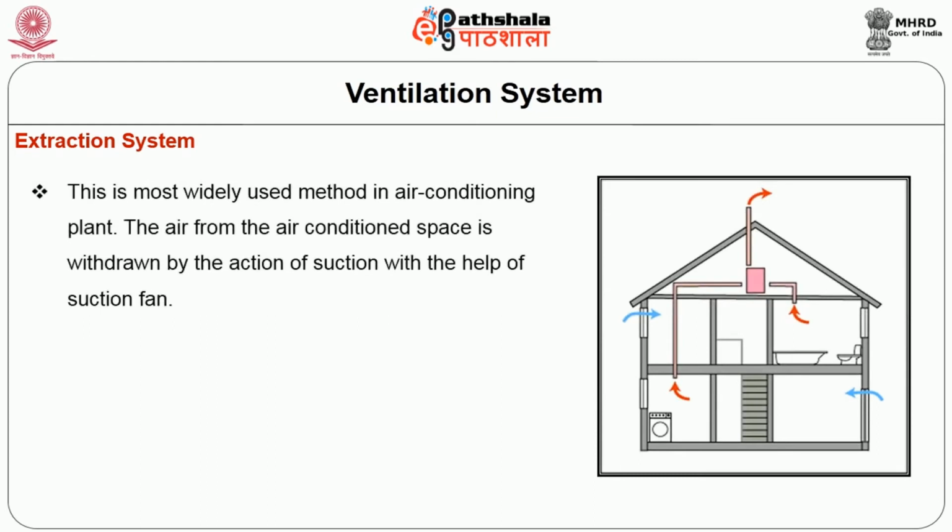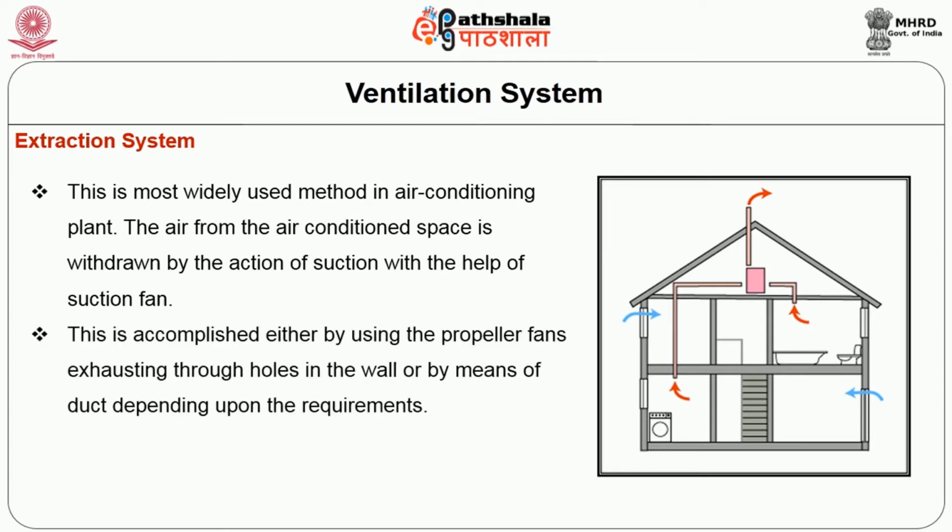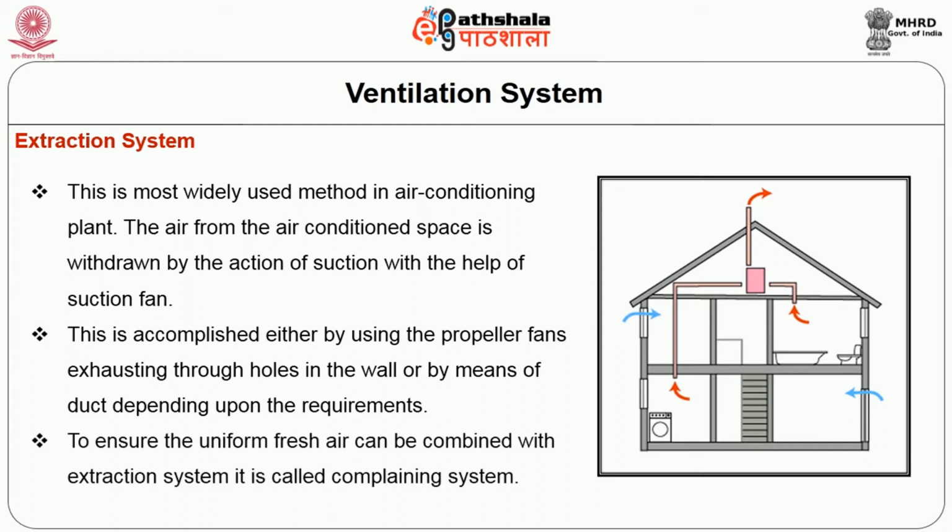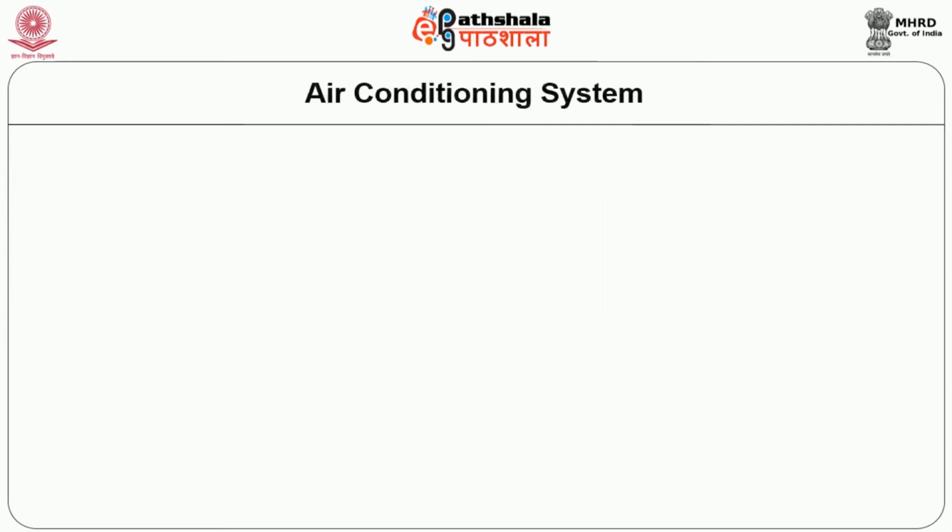Extraction system. This is the most widely used method in air conditioning plants. The air from the air conditioned space is withdrawn by the action of suction with the help of a suction fan. This is accomplished either by using a propeller fan exhausting through holes in the wall or by means of duct, depending upon the requirements. To ensure uniform distribution, fresh air can be combined with the extraction system; it is called a combined system.